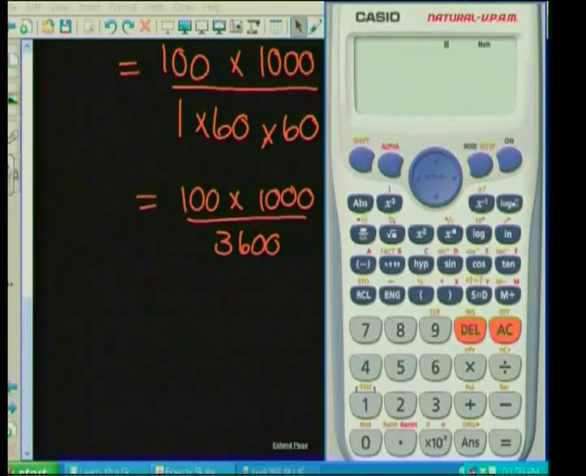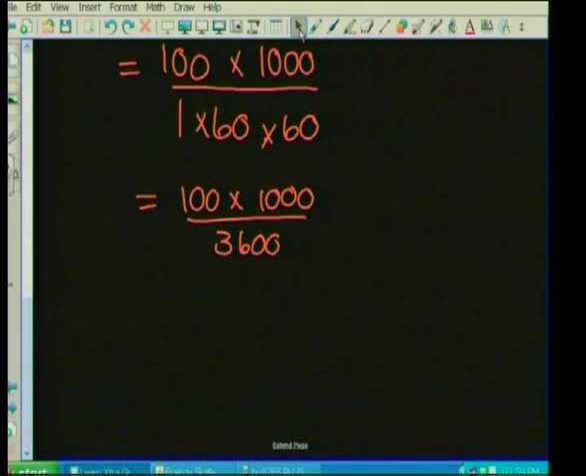Okay, so now watch here. I'm going to go 100 times 1,000, divided by 3,600. Make sure it's got the 3 there. 3,600. And remember, don't write it as a fraction, 27,78. Okay?